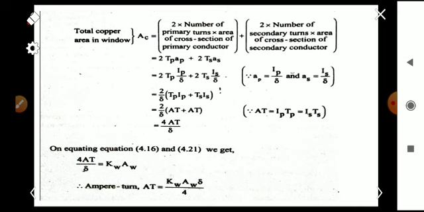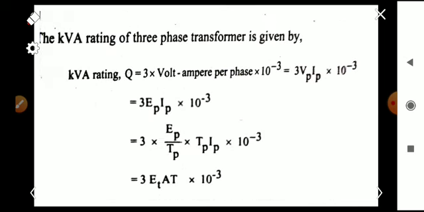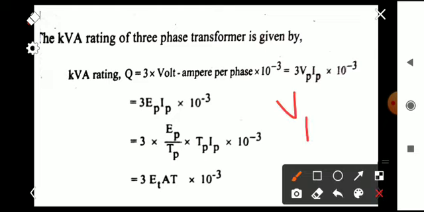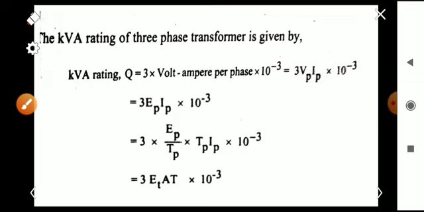And we know that the kVA rating of the three-phase transformer, that is Q, is equal to 3 into volt ampere per phase into 10 raised to minus 3. That is 3 into Vp Ip into 10 raised to minus 3. That we know. And here actually the Vp is approximately equal to Ep. If you are neglecting losses, it will be approximately equal to Ep. So 3 into Ep Ip into 10 raised to minus 3.